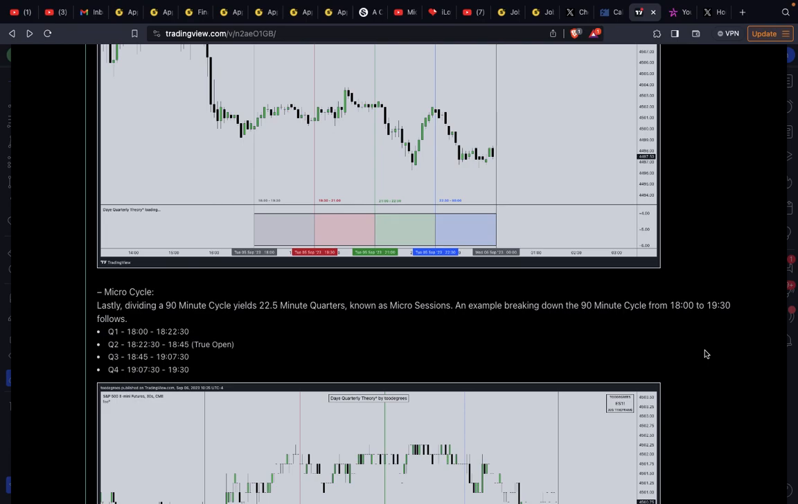Then you take a quarter inside that session, and that's where you get the microcycles. So let's look at Q1 of the Asian session, from 6 to half past 7 Eastern Standard Time. We break that further down into 4.